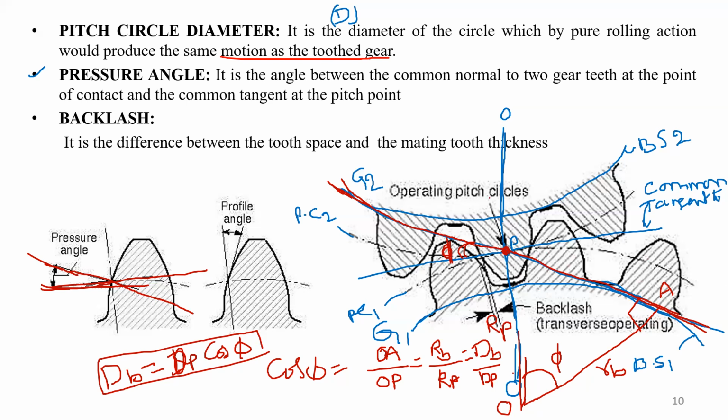The pressure angle is the angle between the common normal to two gear teeth at the point of contact and the common tangent at the pitch point. And this line, the common tangent to the base circles of the two gears, is called the line of action. The pressure or load is transferred through this line of action only.